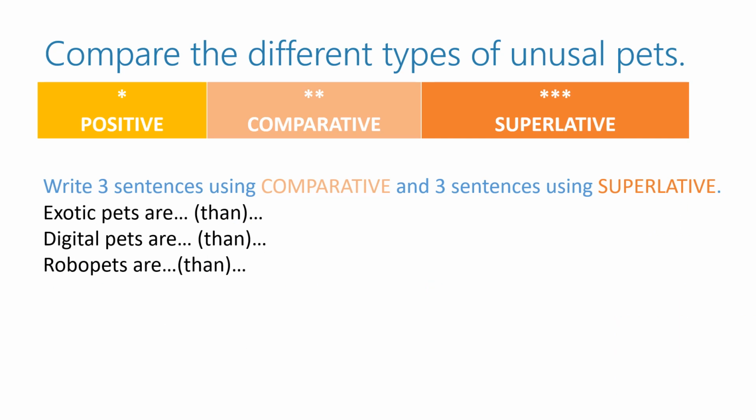To sum up, your task is to compare exotic, digital, and robot pets using the comparison of adjectives. Write your 6 sentences all together in your notebooks, 3 using the comparative form and 3 using the superlative form. Make sure to send them to your teacher for feedback.